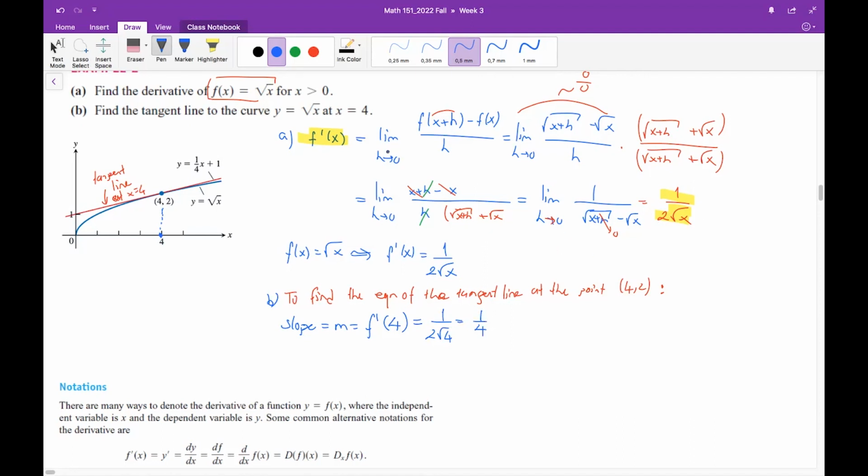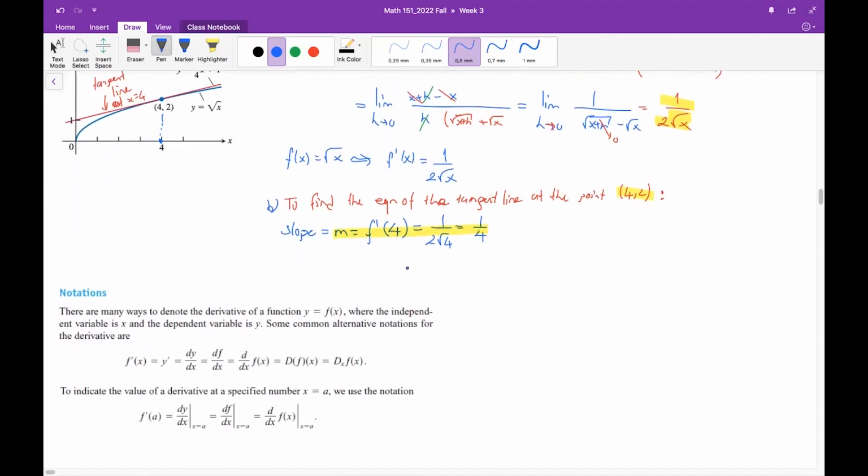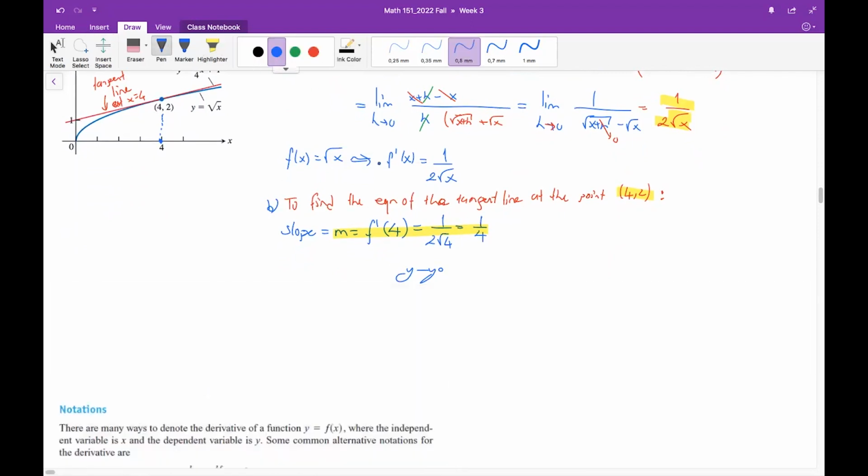Okay, and then by using the point information and the slope information, we can easily write the equation of the tangent line given by y minus y0 equals slope m times x minus x0, just insert the data you have. So y minus the y component of the point, which is 2, slope is 1/4, then x minus the x component of your point. Okay, this gives you the equation of the desired tangent line in the example.